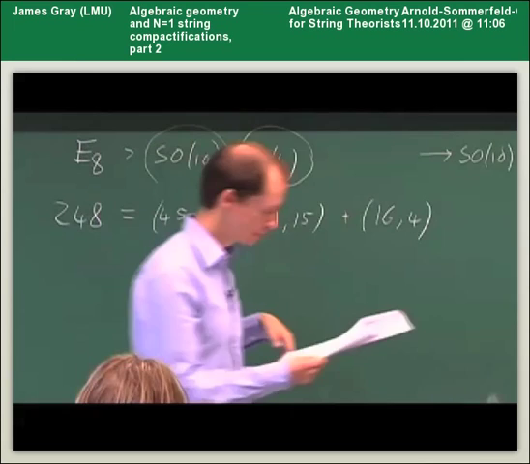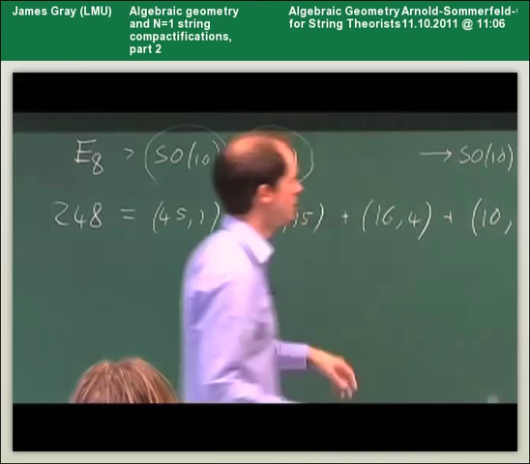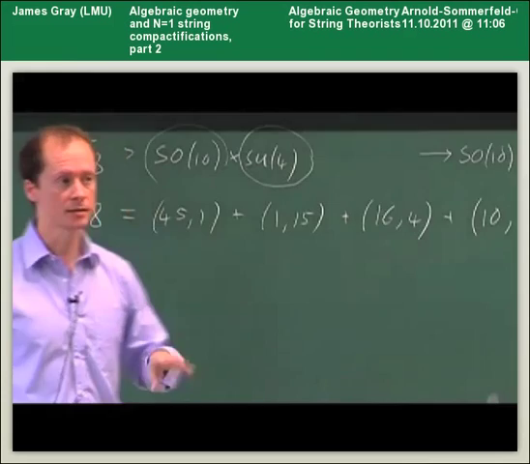You have a 10 representation with a 6. So the 10 is the bit that you get Higgs from in a grand unified theory in 10 dimensions. It contains a 5 and a 5 bar of SU5, and that's a Higgs triplet and a Higgs doublet each.